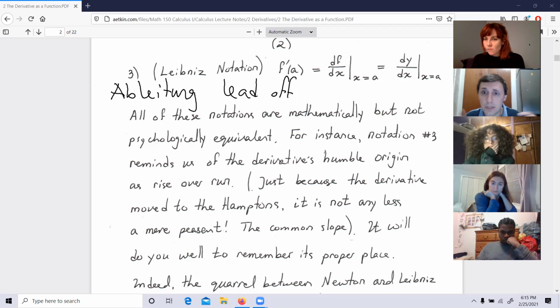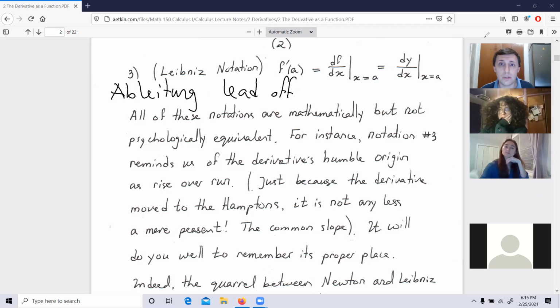What is the derivative? It's merely the slope of a line, nothing more. So dy dx reminds you that it's the slope of the line, and it reminds you that it works just like a fraction does. And if you understand fractions, then you understand a lot about slopes.